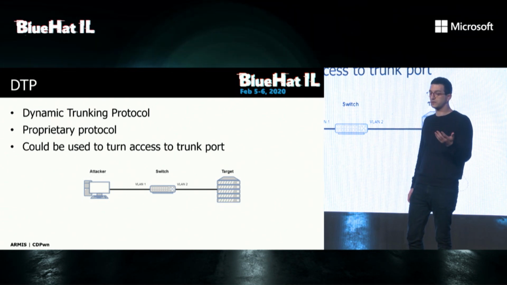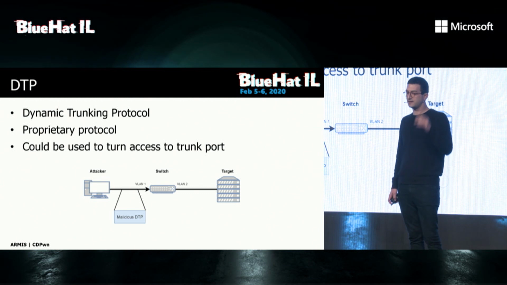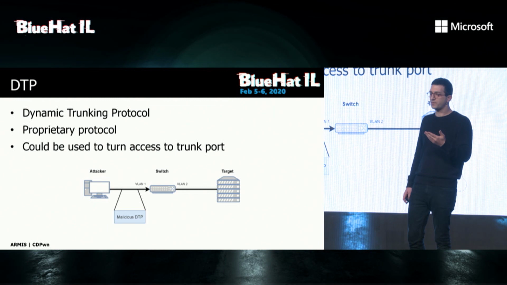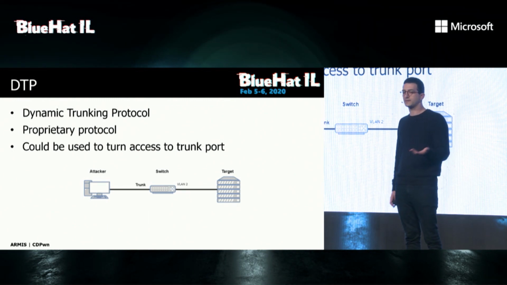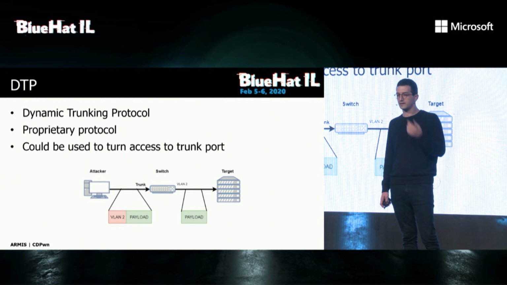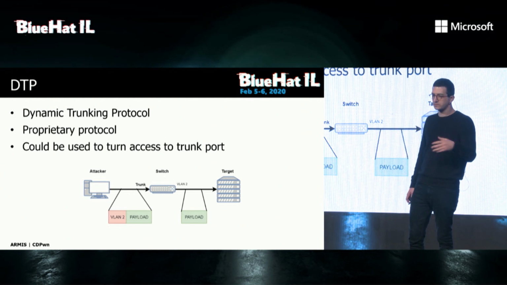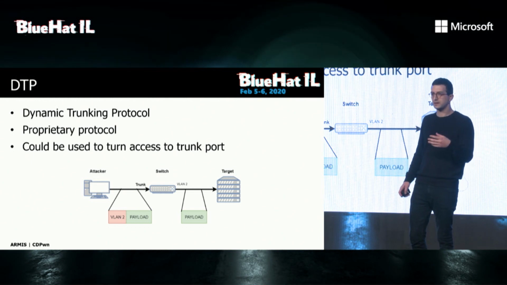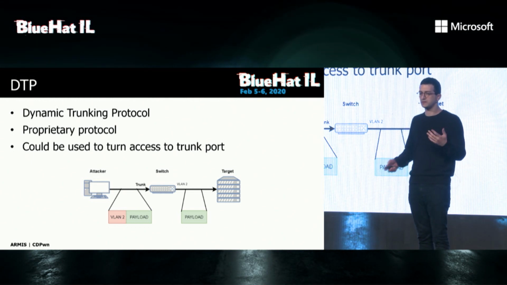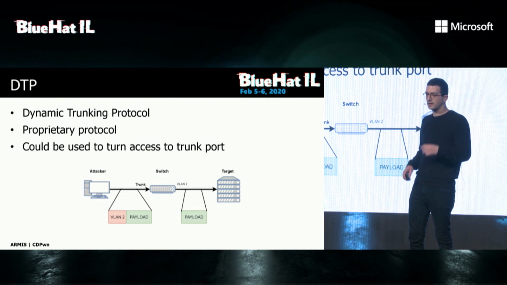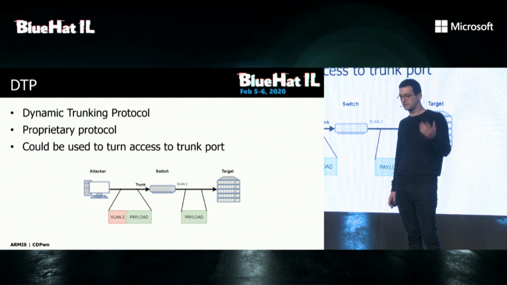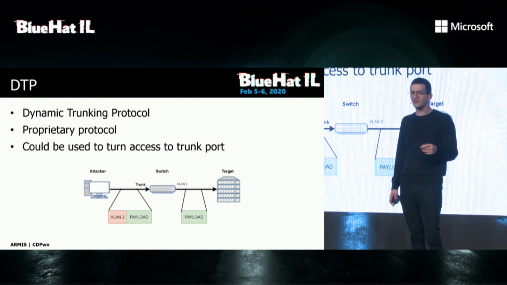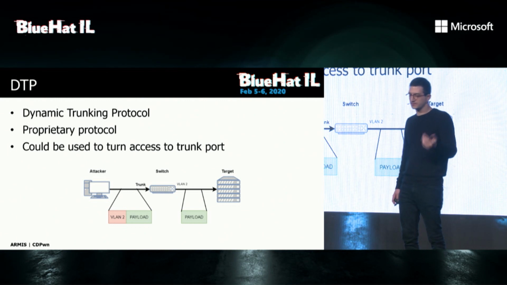So if DTP is not turned off, an attacker can simply send a malicious DTP packet that says to the switch, move my port from an access port to a trunk port. Once that port is a trunk port, now he can send any packets for any VLAN. So this just abuses a feature in the switches that allows devices or switches to change from access port to trunk port. And here also a very simple solution: DTP should be turned off on all of the access ports.